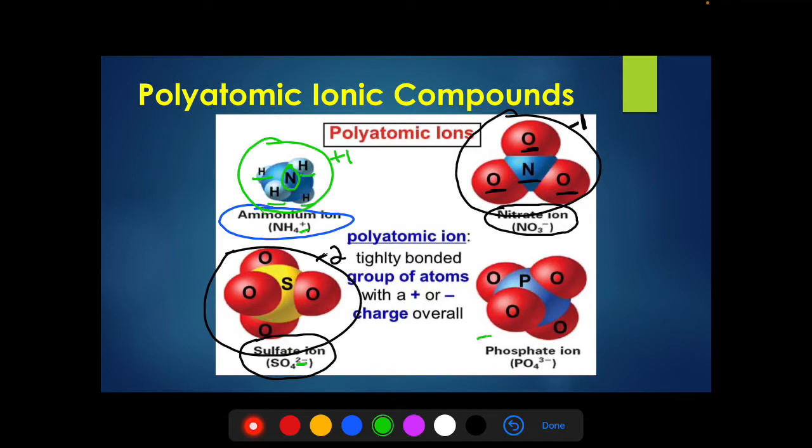Same thing over here, phosphate ion. That's 1 phosphorus atom and 4 oxygen atoms, and together the whole group takes on a minus 3 charge. So the group gains 3 extra electrons. Okay, so I know it looks like the 3 is written kind of by the O, but it doesn't belong to just the O. That charge belongs to the entire group.